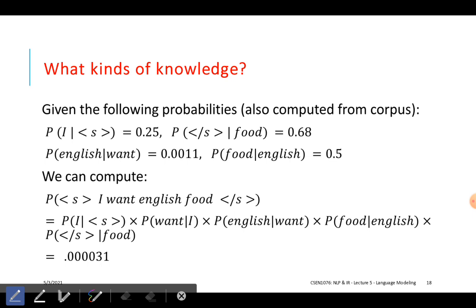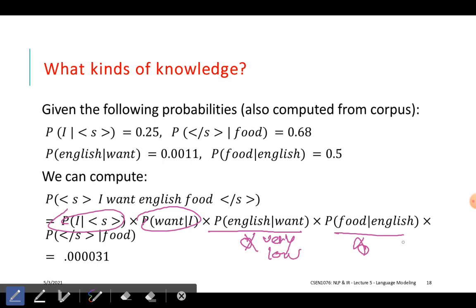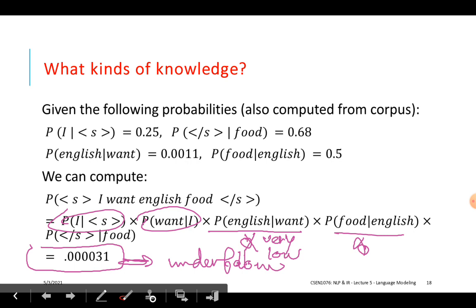And there is a big problem here, which is this could be 0 or this could be 0, and you will end up with a 0 probability even if you have some information, or this could be very low, and this could also be very low, and hence you end up with a very low probability overall. If you choose to use more n-grams, then the probability will get smaller and smaller, and you might end up with an underflow: a very large number that is a fraction.